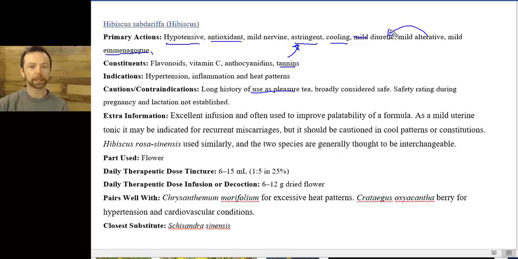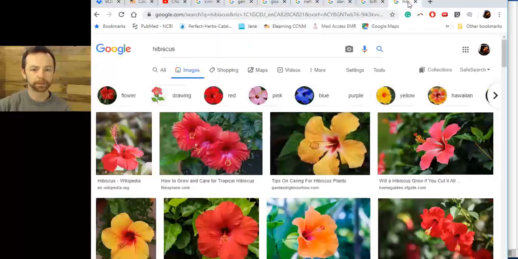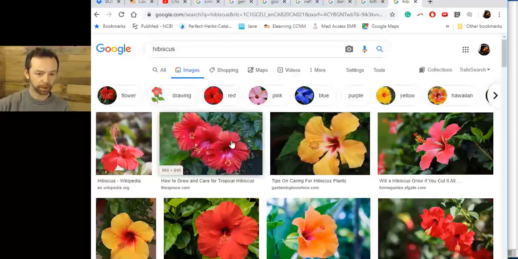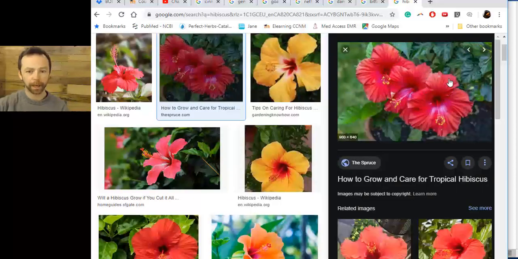So we are looking at our hibiscus. Let's take a look at a picture of hibiscus. Certainly, I hope you recognize this one. That's hibiscus. Very large, quite attractive flower. Really, I think quite a broad family. You can see some huge trees. You can see a lot of different colors of the flowers. There's some huge trees around the world.